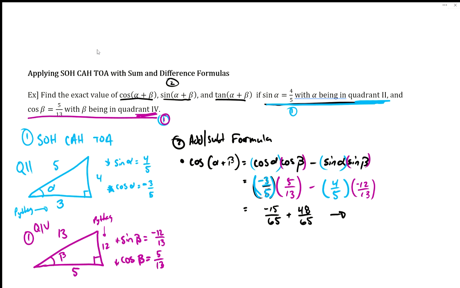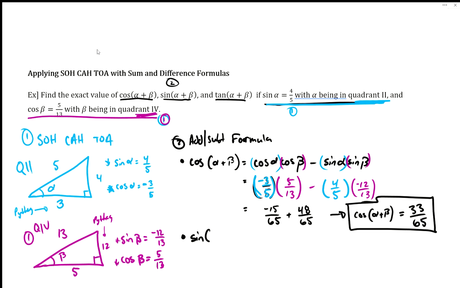Okay, so we've got negative 15 over 65, and then minus a negative would become plus 48 over 65. And then to save some room, I'm going to put my final answer right here. Our cosine of alpha plus beta is, okay, so combining this, we get 33 over 65. Okay, so that's our cosine of alpha plus beta answer. So it's a substitution and then simplify.